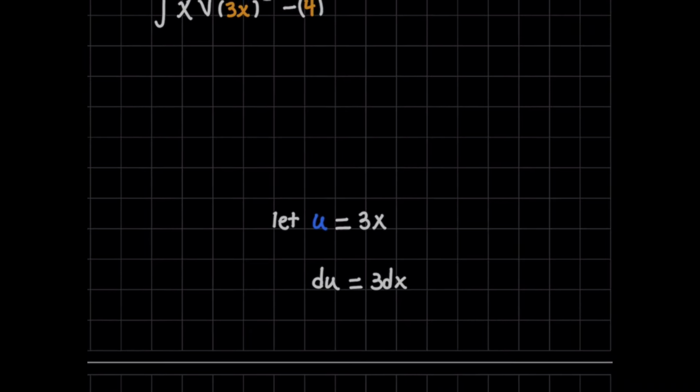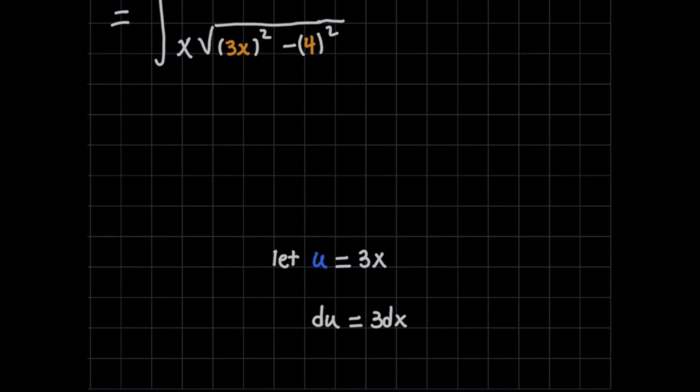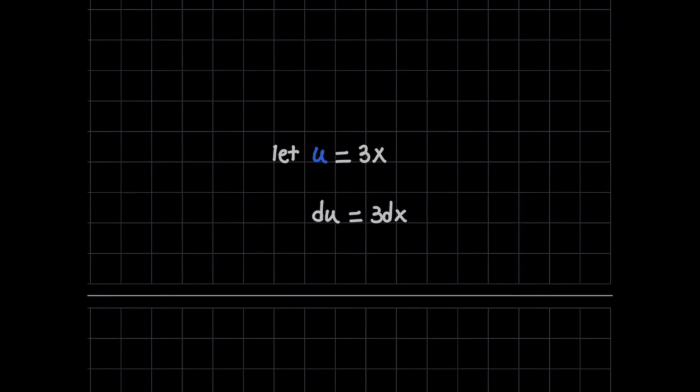And what's nice, though, is that even though we have this x on the denominator in the original integral, don't sweat it, because if you know that u equals 3x, you can substitute in for that x because we can just rewrite this as u over 3 equals x, right? So I'm going to go ahead and now substitute everything in.